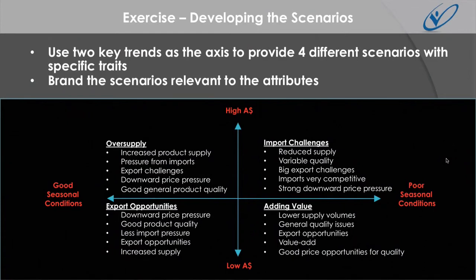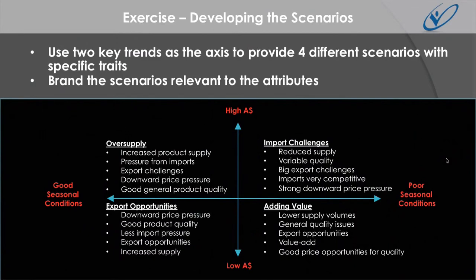So what you do is, in each quadrant, you just come up with 4 or 5 points that describe that particular scenario in a little bit of detail. And then you go around like I have and give them a name. I've called each of the scenarios in mine oversupply, import challenges, adding value, and export opportunities. And you've just created 4 different scenarios that you can then test against your business plan.